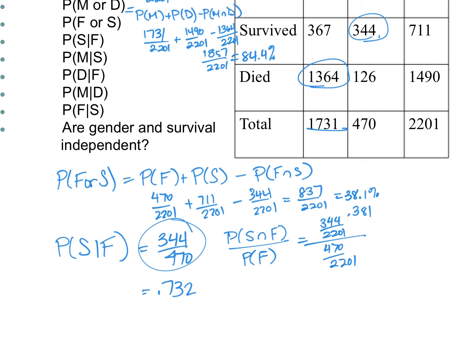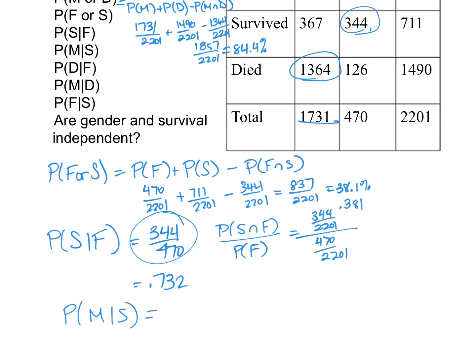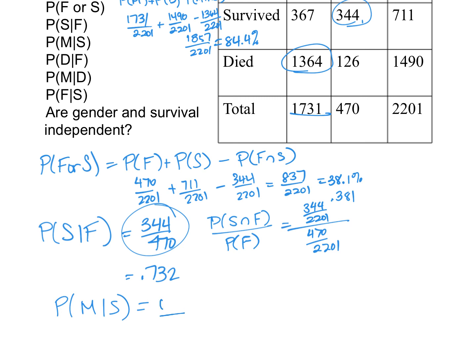Okay. The next one is what? Probability they were male, given they survived. So looking at only the survivors. How many survivors were there? 367 male survivors out of 711 total survivors. 0.516. 51% of the survivors were male.